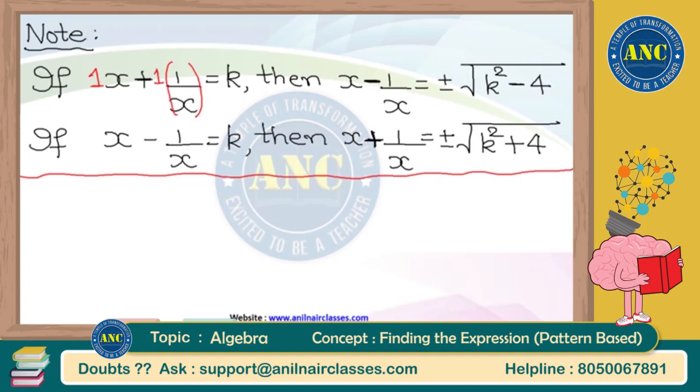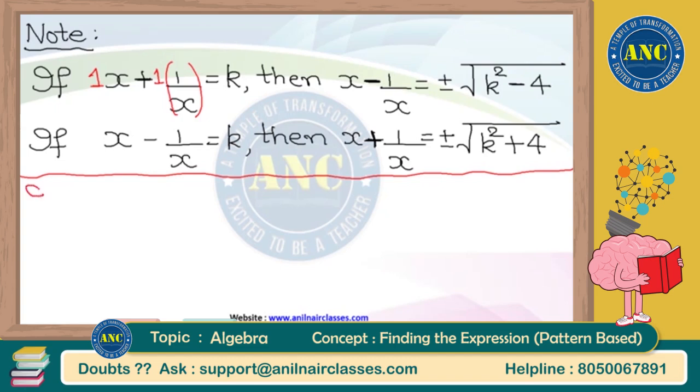That means the coefficients of x and 1 by x are the same, other than 1. Let the coefficient of x and 1 by x be 2, or let them be 7, something like that. Or let the coefficient of x be 5, but the coefficient of 1 by x is not 5, it is some other constant like 9. How can we solve that problem?